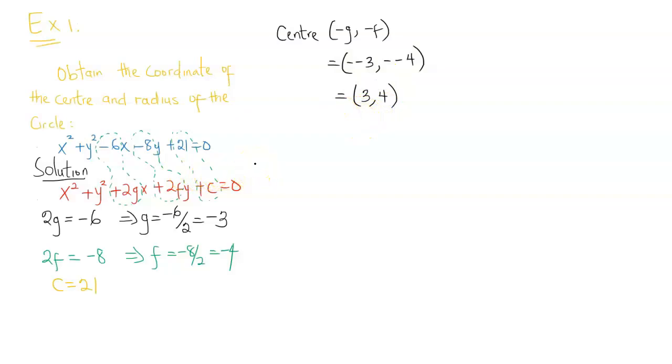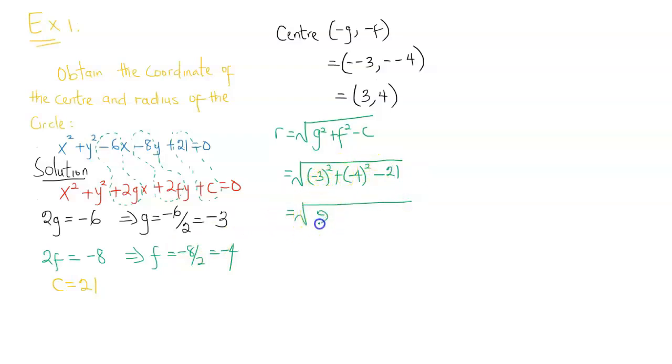Okay, so the next thing is going to be to obtain the value of the radius. The radius is the square root of g squared plus f squared minus c. This is the radius of a circle, of course, from the general equation of the circle. So since g is negative 3, we are going to have negative 3 squared. f is negative 4, that's negative 4 squared. Then minus c, c is 21, so this is going to be minus 21.